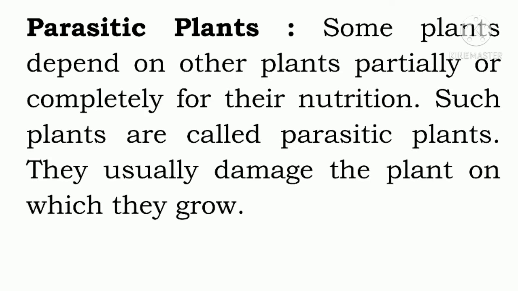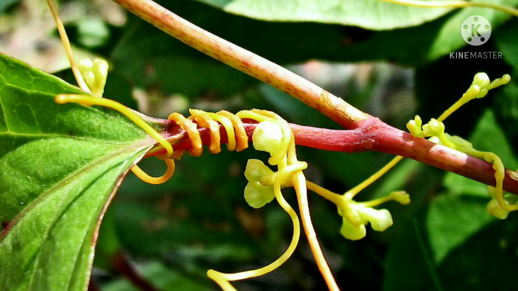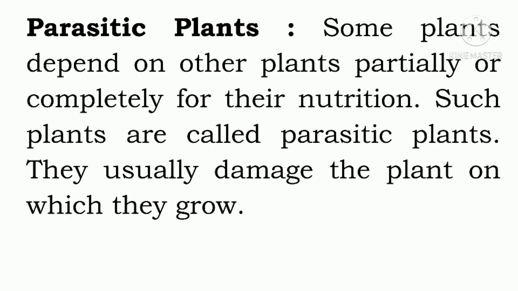Parasitic plants. Some plants depend on other plants partially or completely for their nutrition. Here partially means not completely, depending on the plant on which they grow, and completely means totally depending on the plant on which they grow. Since this plant depends on other plants to obtain nutrition, it is called a parasitic plant.